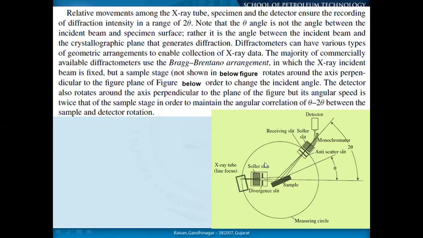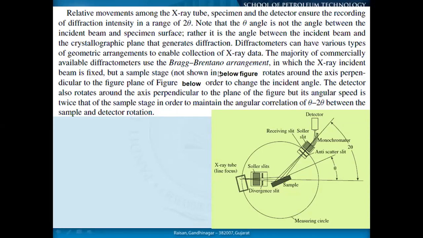in the angle of 2 theta. So this is the angle. Okay, the theta angle is not the angle between the incident beam and the specimen surface. You see here is your sample holder, so this is not the angle we are actually measuring. It is the angle between the incident beam and the crystallographic plane that generates diffraction. So this is actually the diffraction of the crystal through the crystallographic plane which is within the sample.